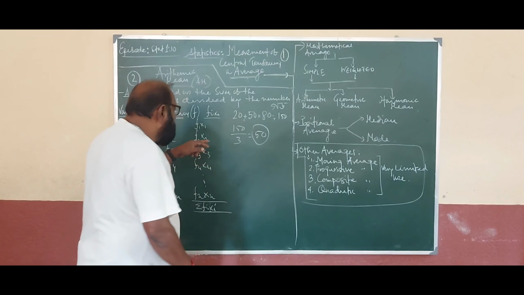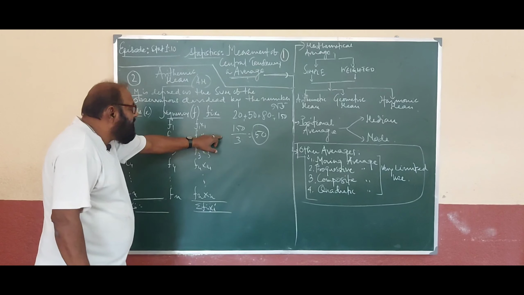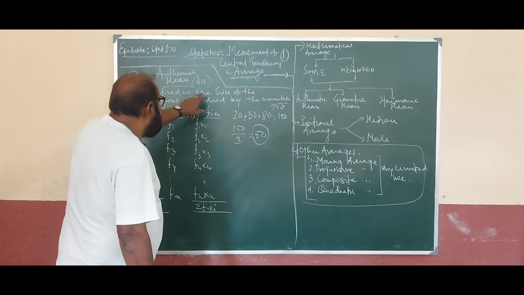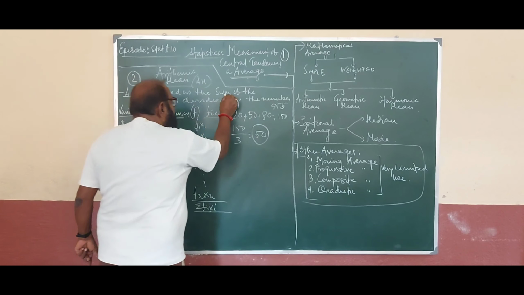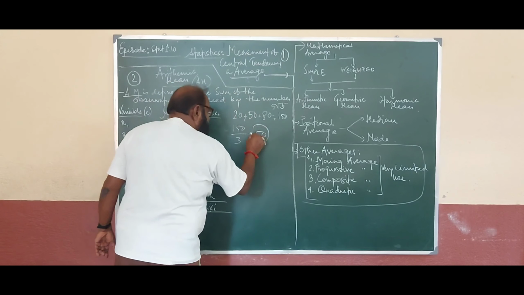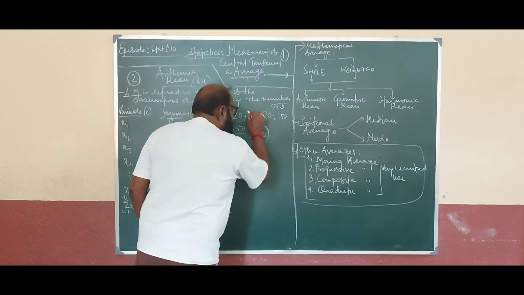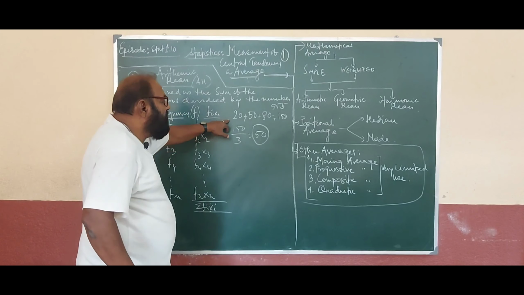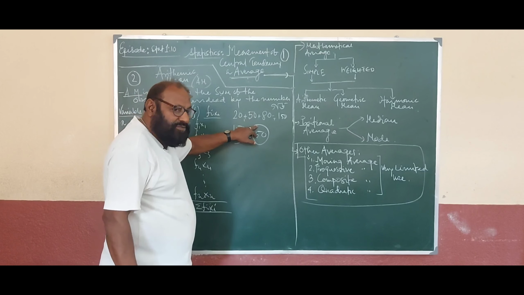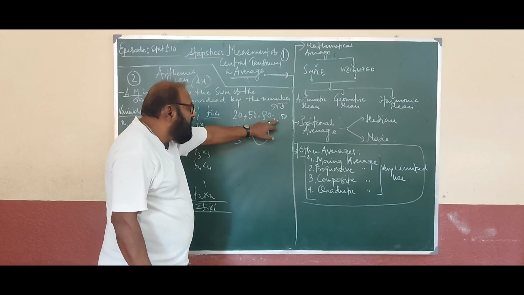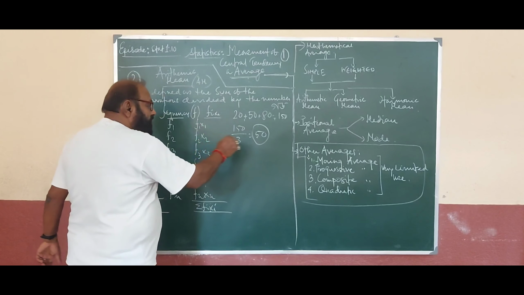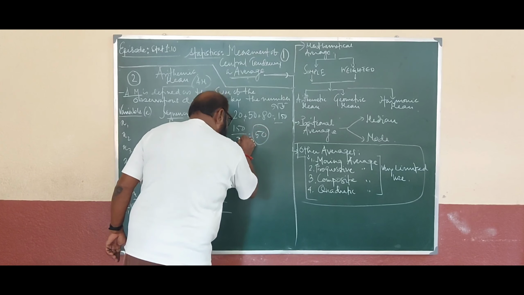Clear? So, this is known as average. What is average? Average is defined as the sum total of the observations. There are three observations: one is 20, another is 50, another is 80. The sum of the observations is 150, divided by their number.